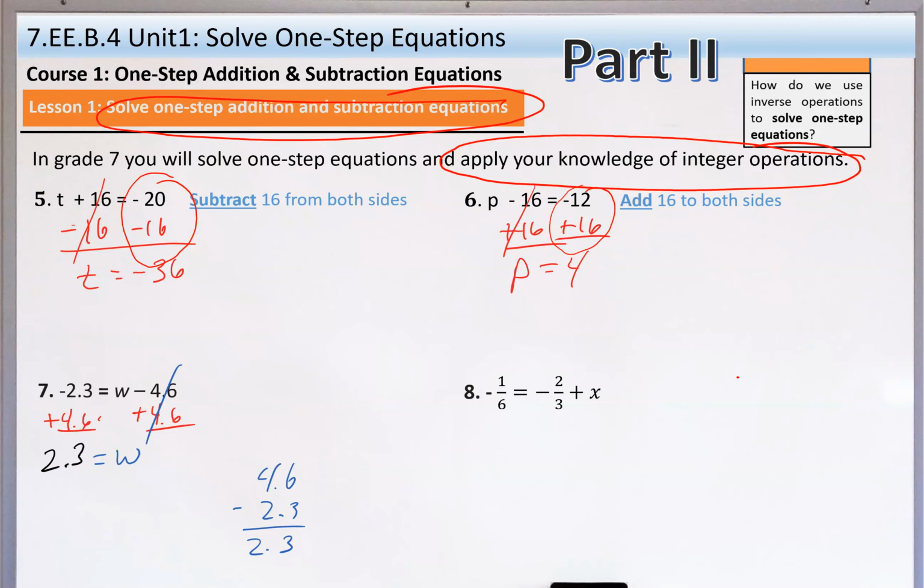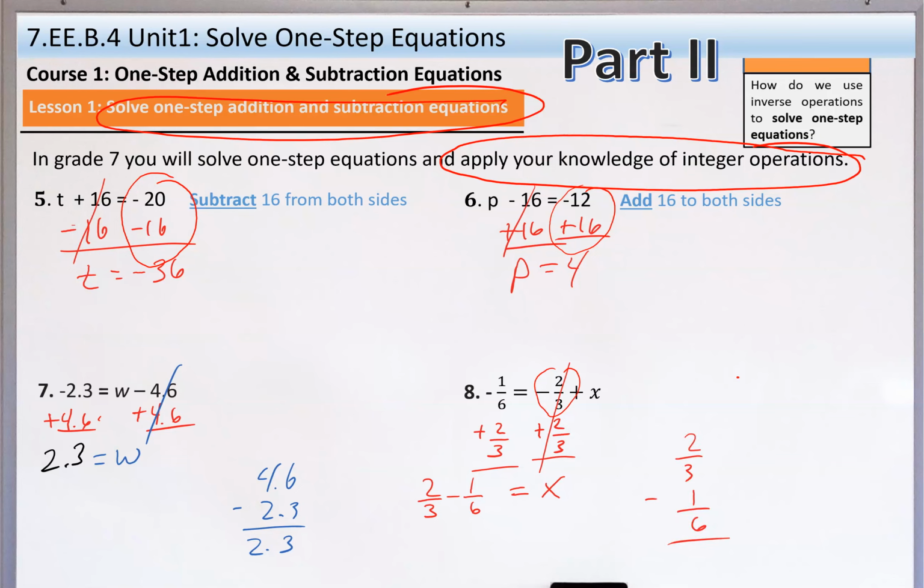Number 8. I have negative 2/3 plus x. So to undo a negative 2/3, I have to add 2/3, but I must do it to both sides. So now I have to use my knowledge of adding and subtracting fractions. So what is x equal to? X equals 2/3 minus 1/6.